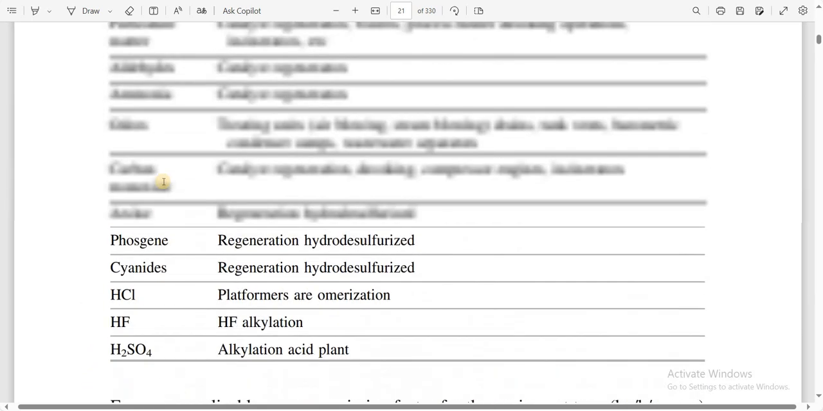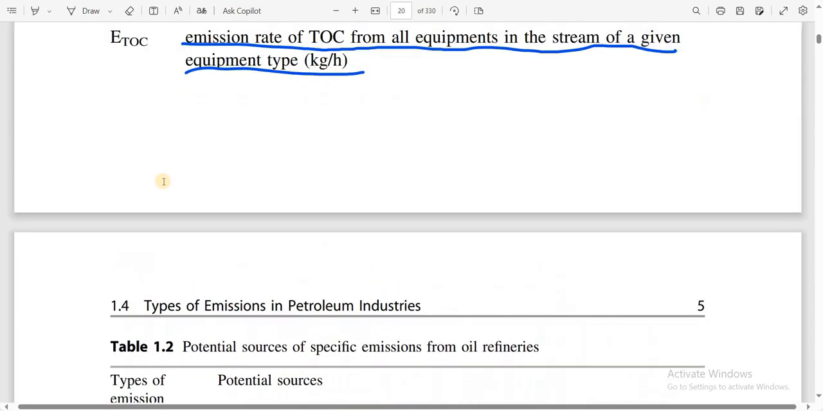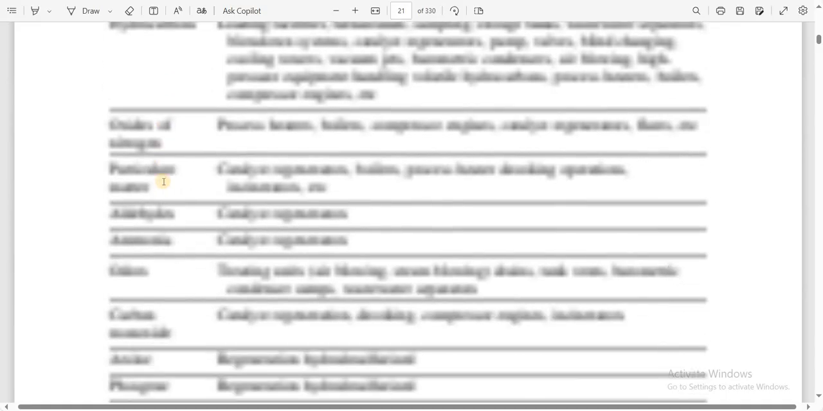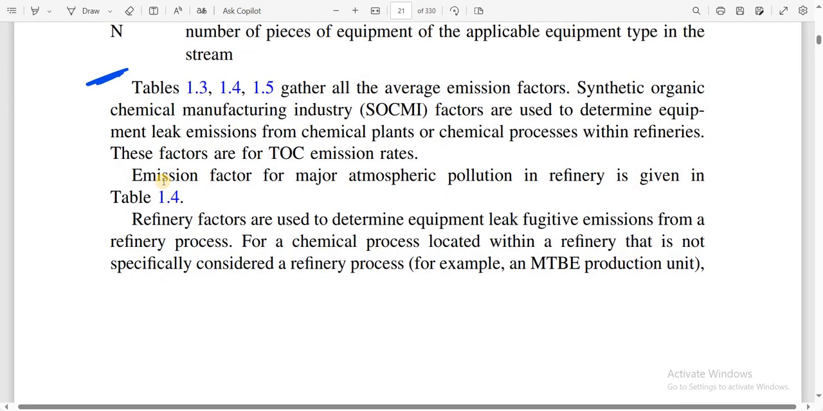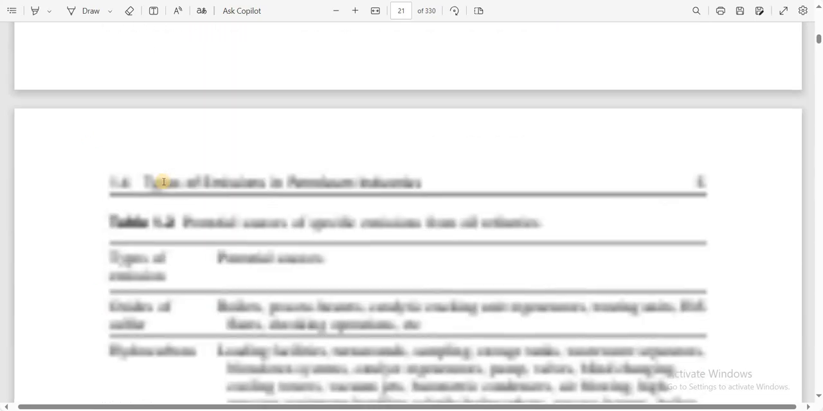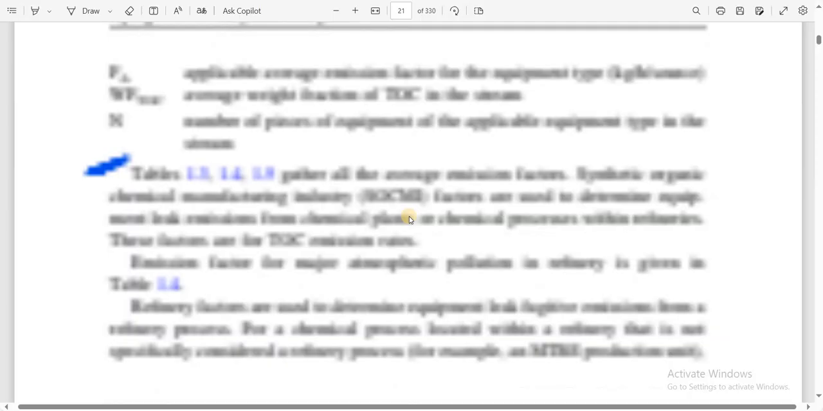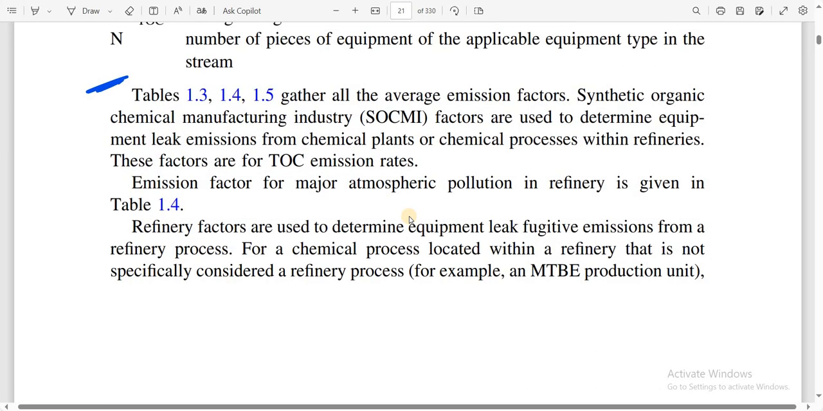Okay, so let's continue with the topic that we have today, that is emission in petroleum industries. So tables 1.3, 1.4 and 1.5. So this is table 1.4. No, tables 1.4 and 1.5 are down below.